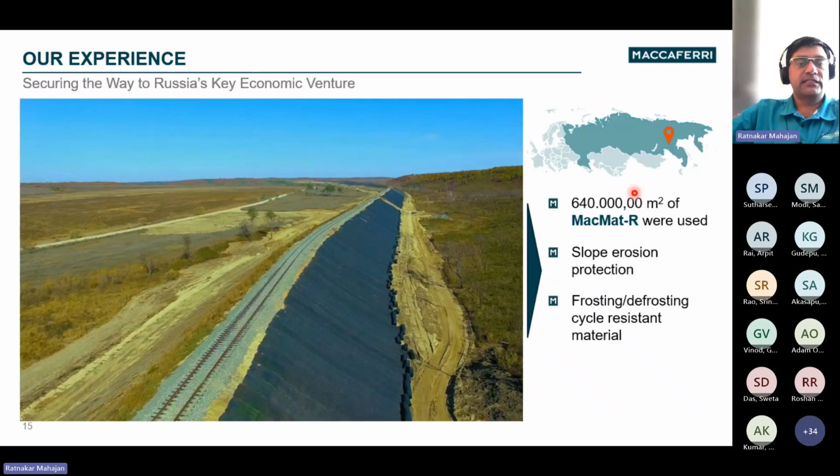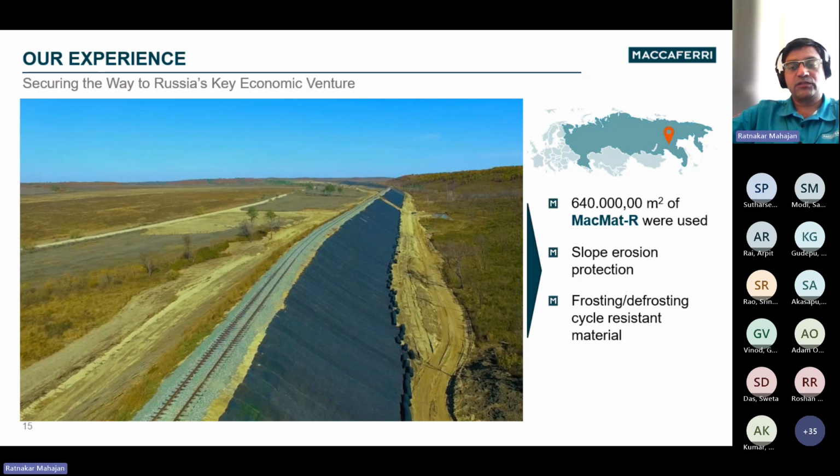Our experience in this application, this is one of the projects in Russia. This is the Amur gas processing plant near the city of Svobodny, Amur region. This will be Russia's largest and the world's second biggest natural gas processing facility. MACMAT R, which is steel reinforced geomat, was used to protect a 26-meter railway embankment from the Ust-Para station of the Trans-Siberian Railway to the Amur gas processing plant construction site.